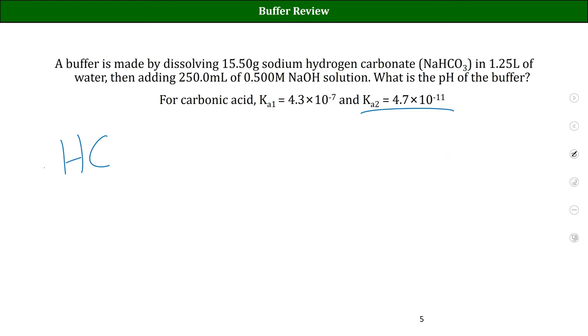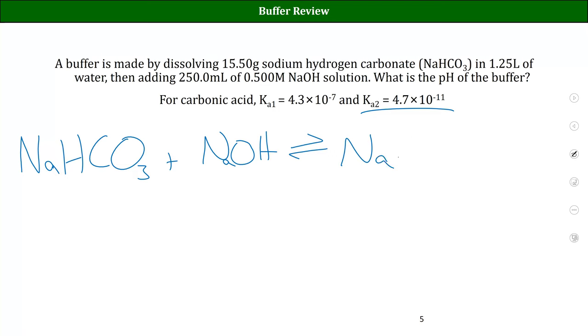So we've got HCO3. For the sake of having a balanced reaction, we can write the sodium in there, even though it's not going to really matter. What's our product going to be from this reaction? Na2CO3 and H2O. I think Na2, right? Yes, thank you. And really, I wrote an equilibrium arrow here, but we're dealing with a strong base. So we're going to treat this more or less like it's just stoichiometry.